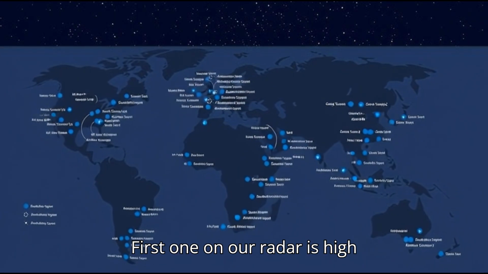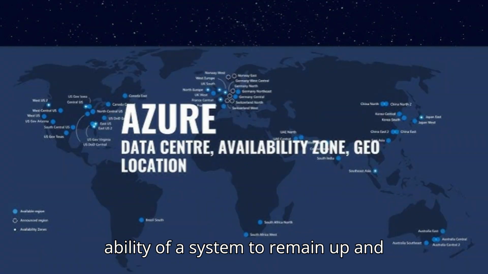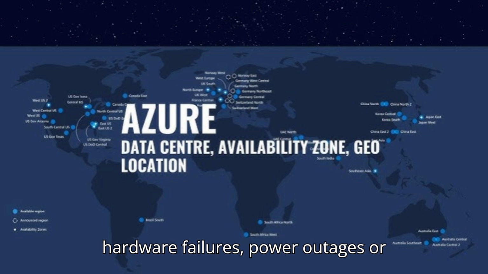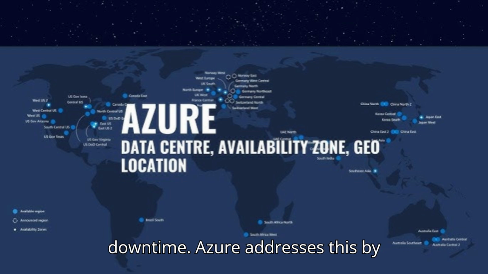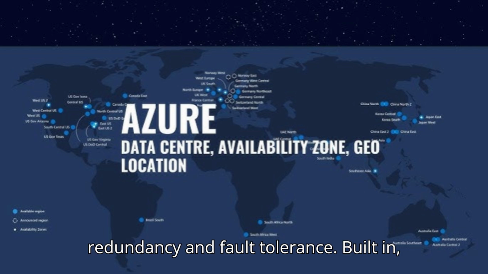First one on our radar is high availability. High availability is the ability of a system to remain up and accessible, even when failures occur. In traditional on-premises environments, hardware failures, power outages, or maintenance windows often result in downtime. Azure addresses this by designing its cloud platform with redundancy and fault tolerance built in.